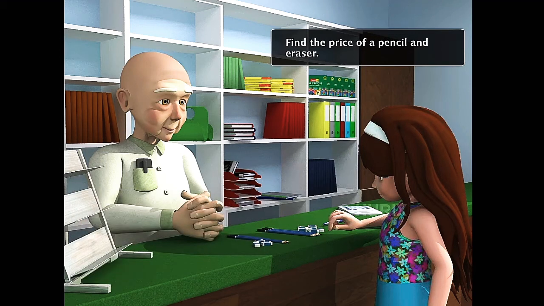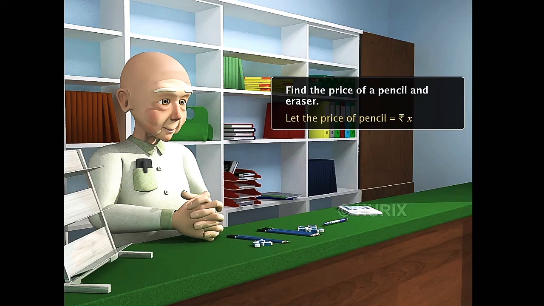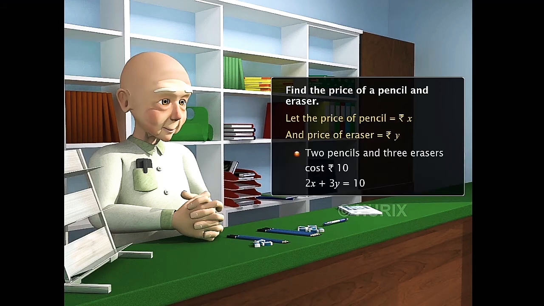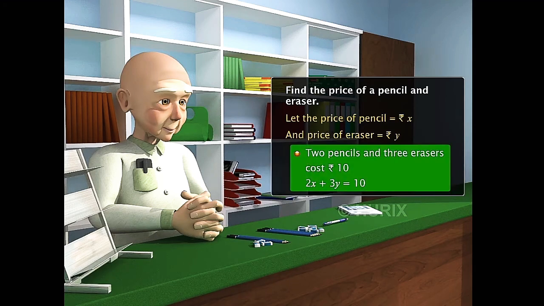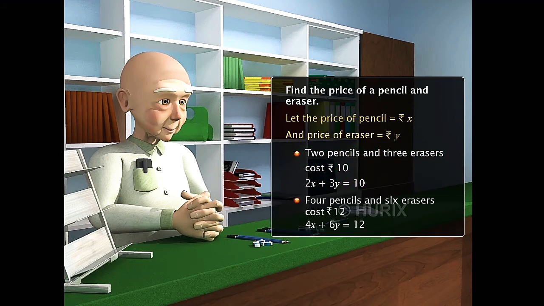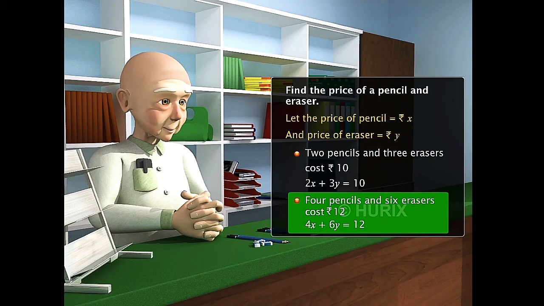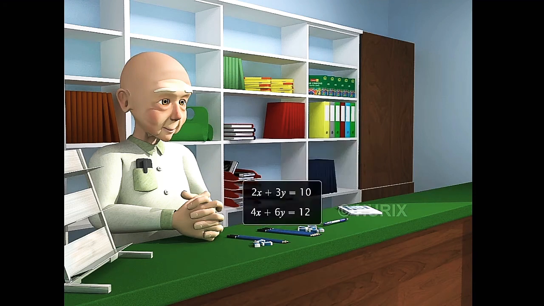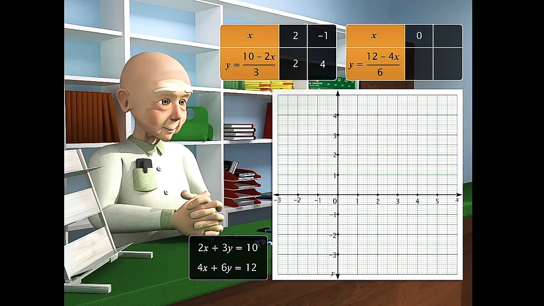Let's first express the given information algebraically. Let the price of the pencil be x rupees and the price of the eraser be y rupees. The first combination gives the equation 2x plus 3y equals 10. And the second combination gives us 4x plus 6y equals 12. Let's find the solution of this pair of linear equations. Let's draw the graph for both the linear equations by taking suitable points satisfying the given equations.